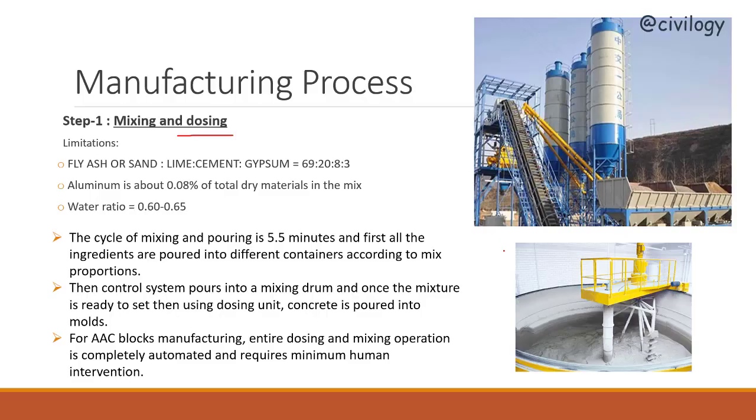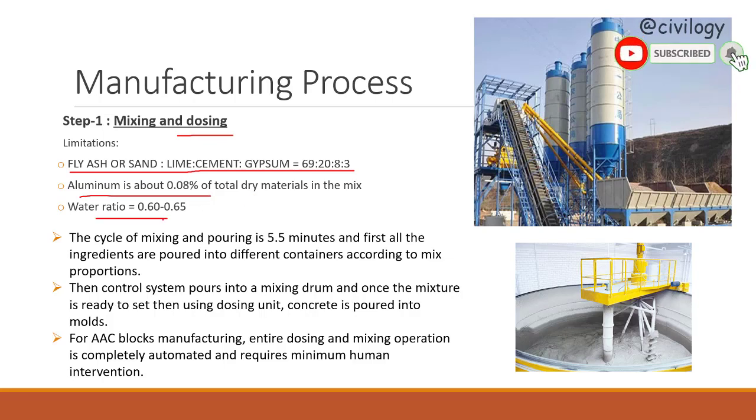Step 1. Mixing and dosing. The proportions have to be maintained, and aluminium is about 0.08% of total dry materials in the mix. Water ratio is to be 0.6 to 0.65. The cycle of mixing and pouring is 5.5 minutes.